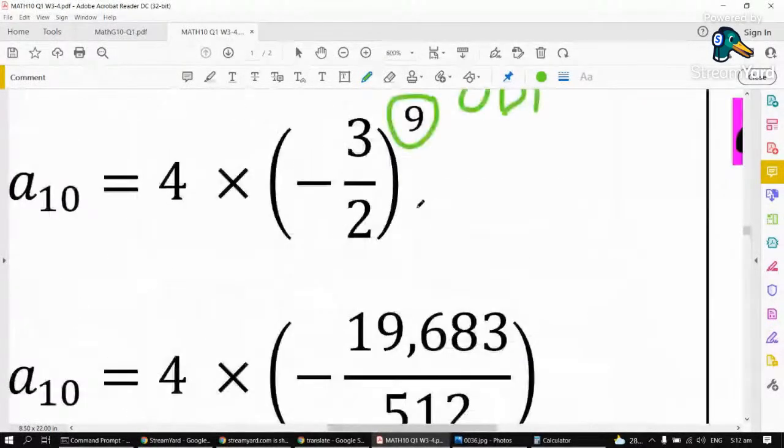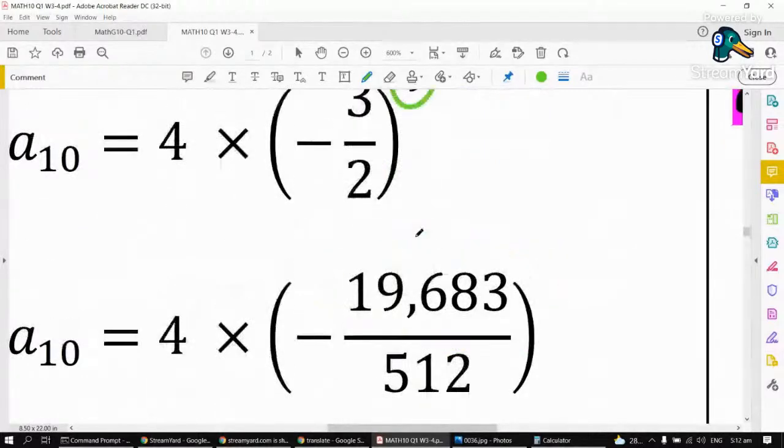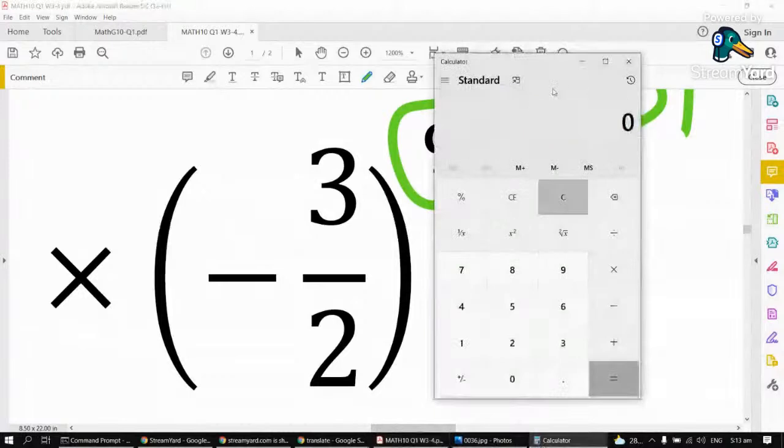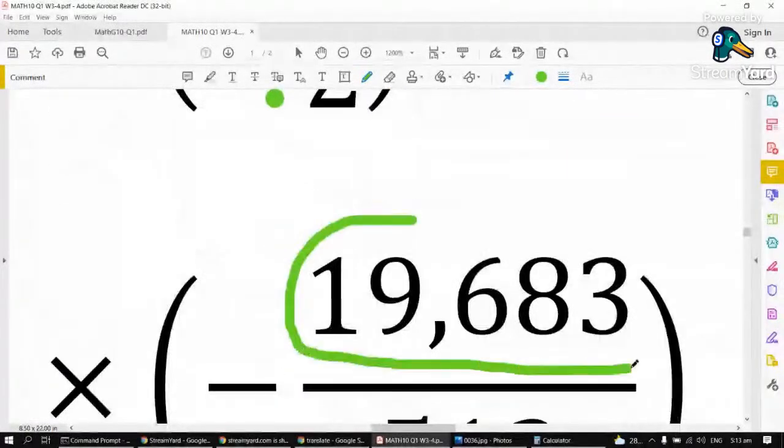So, why did it become 19,683? The 3 is multiplied by itself 9 times. So, 3 times 3. When I press equal, this is the second term. Press equal again, this is the third term, and then the fourth term, the fifth, the sixth, the seventh, the eighth, and the ninth. 19,683.